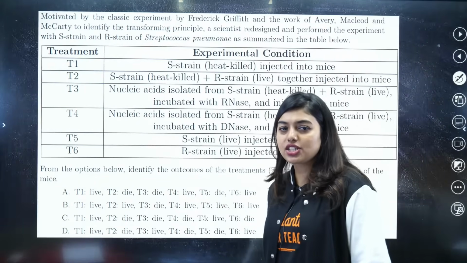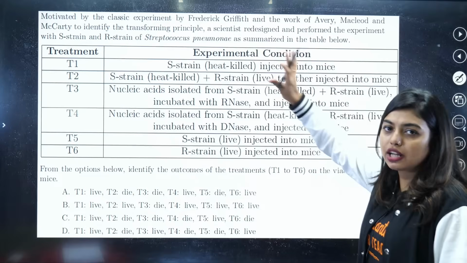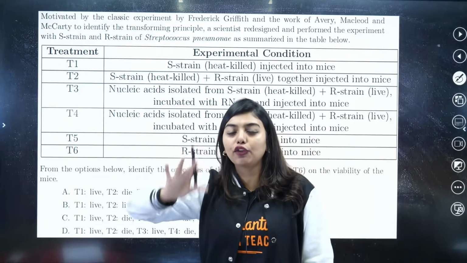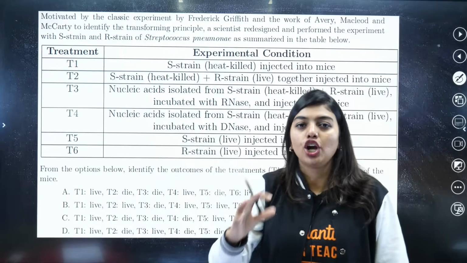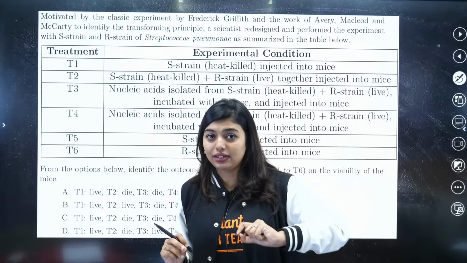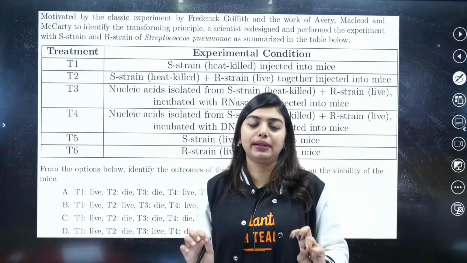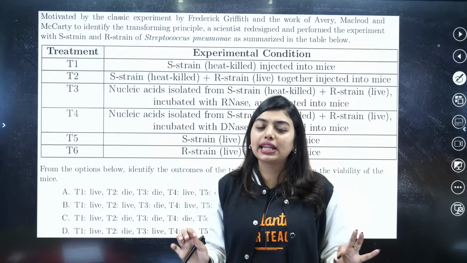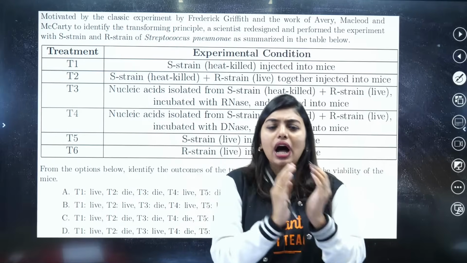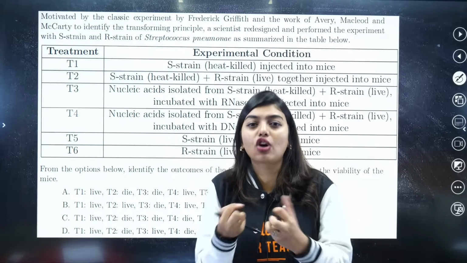Oh my God, such a big question. Here they're talking about Griffith's experiment with Streptococcus pneumoniae. Frederick Griffith was the first scientist to ever find out that something can get transformed. He came up with the transforming principle. He did not know that it was DNA. He just knew that something had come from the S strain to the R strain and made the R strain virulent. Virulent means disease causing.